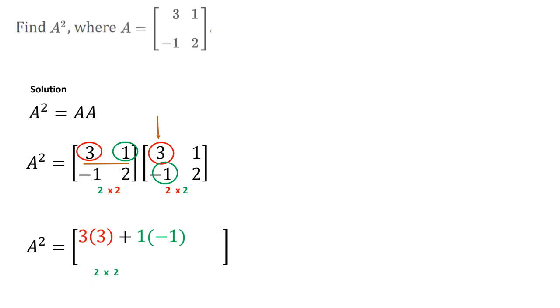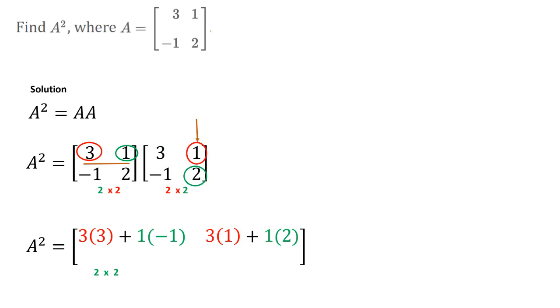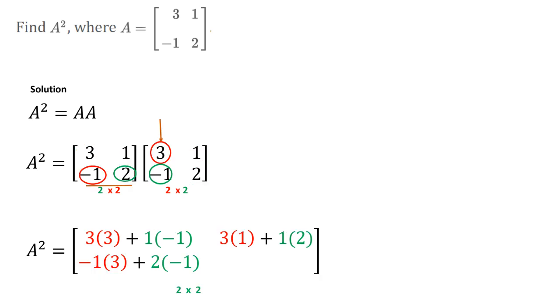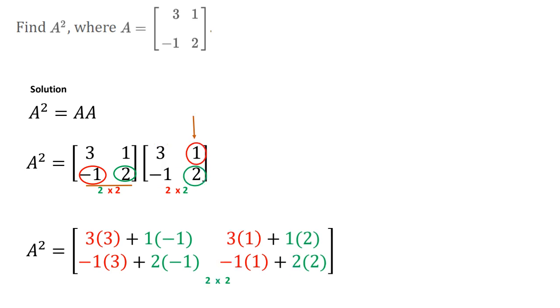Okay, let's just keep on with row 1. Row 1, column 2: 3 times 1 plus 1 times 2 is going to give me the position of row 1, column 2. Okay, now let's do row 2, column 1. That's address 2 1. That's right here. So it's -1 times 3 plus 2 times the -1. And then the last multiplication, row 2, column 2. That's address 2 2. That goes here. -1 times 1 plus 2 times 2.